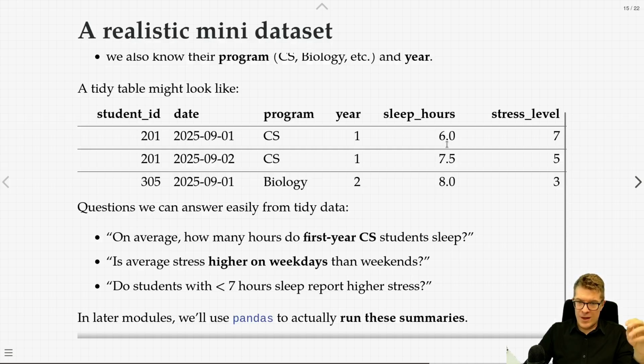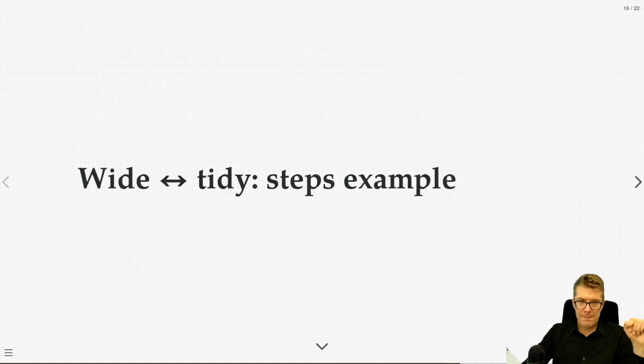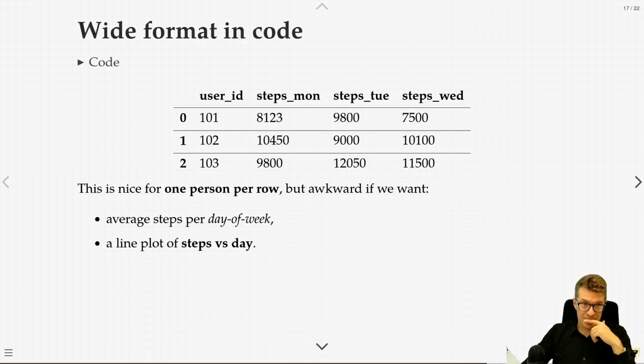We can look at days in which the hours were less than 7 hours, and then we can compare the level of sleep these students are getting to their reported stress level, and this will help us answer the hypothesis of is there a relationship between sleep and stress, which we might assume that there is. So later on we're going to actually use pandas to run these summaries, but for now we're just putting a pin in it. So we're going to talk about wide versus tidy steps as an example.